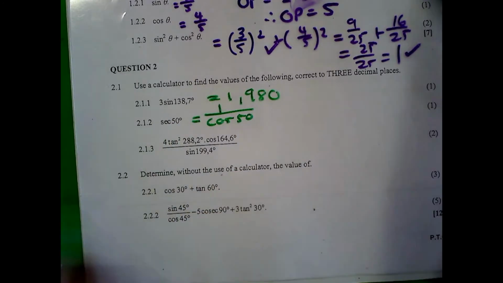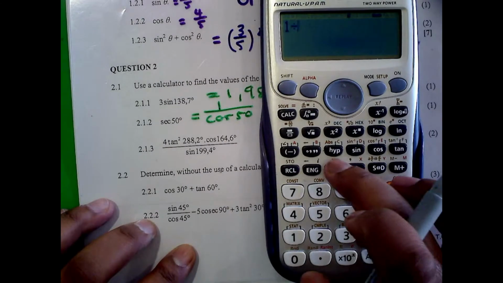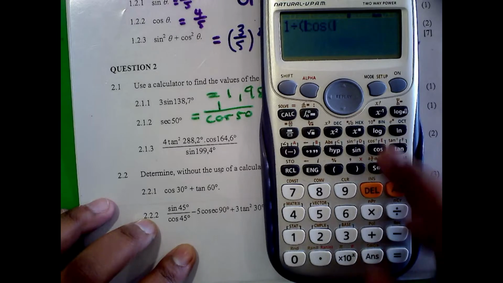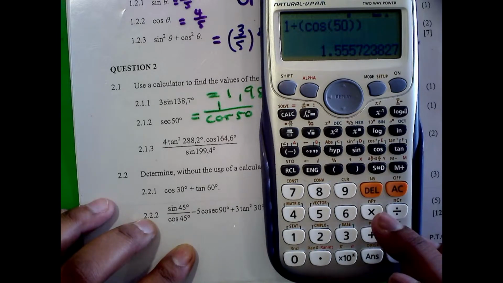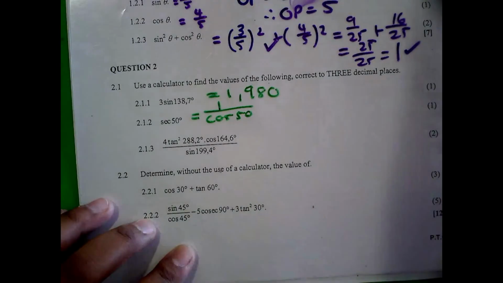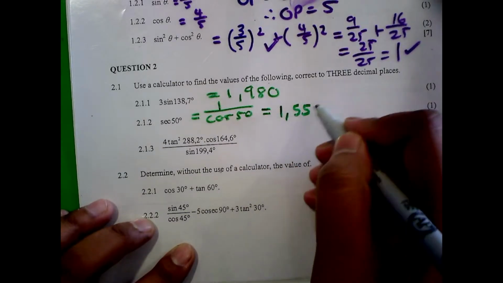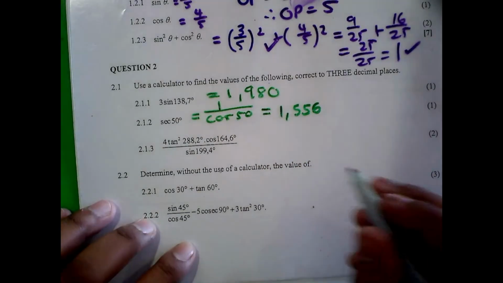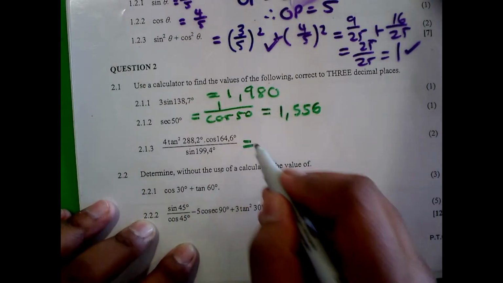So when I type in my calculator, I'm going to type like this. I'm going to say 1 divided by, open bracket, cos 50, close, and I'm going to equal it. I'm going to get 1.556. Right, you must remember to round off correctly. If you don't round off correctly, they minus 1 mark for that. Right, so 1,556.